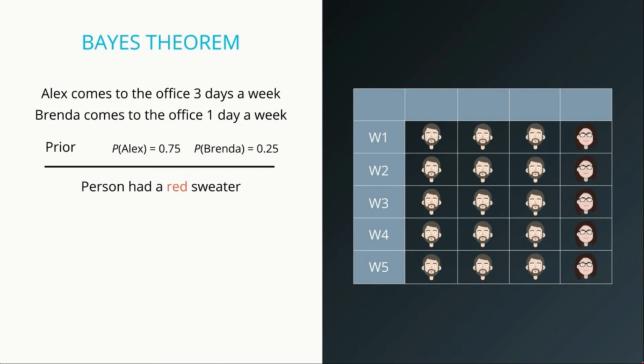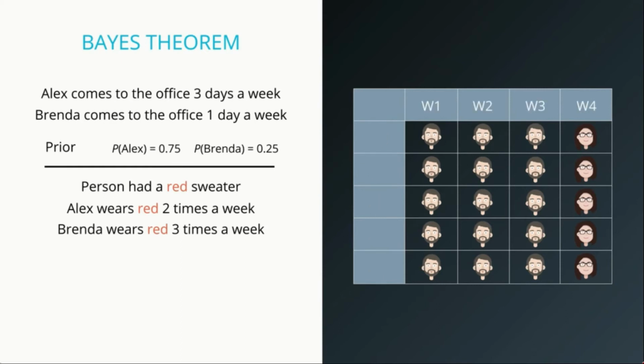The rule is still as before, as Alex wears red twice a week and Brenda wears red 3 times a week. So naively, we would think that the real probabilities are not exactly 0.75 or 0.25, because Brenda wears the red sweater more than Alex, so they should be a little closer to each other. Let's calculate them. So we'll do the following. Let's think of the columns as weeks instead. So now, for each 5-day work week, Alex wears red twice and Brenda 3 times. So we color the days they were red.